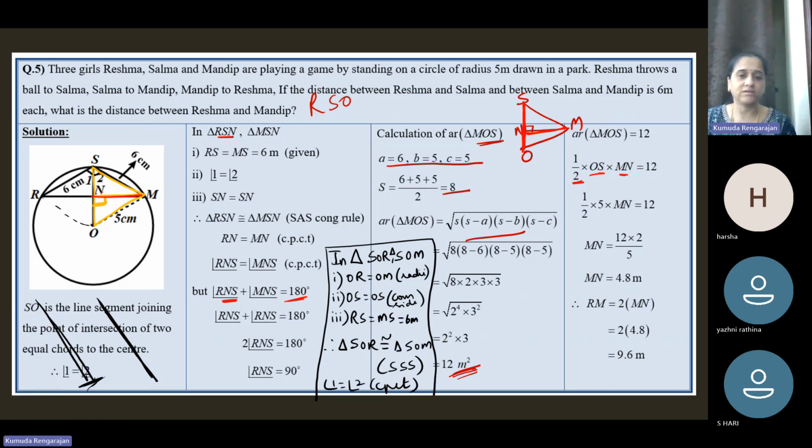And I didn't say one thing. CPCT, you should also write RN is equal to MN. We proved that these two triangles are congruent, right? You should also write this result RN is equal to MN. So now you got MN is 4.8. So RN is also 4.8. So RM is equal to 4.8 plus 4.8, 9.6.